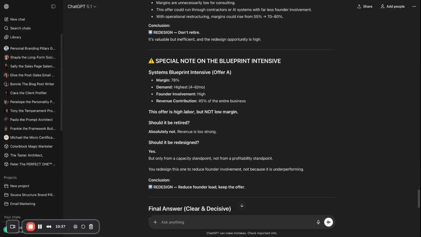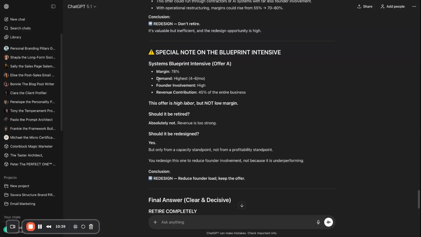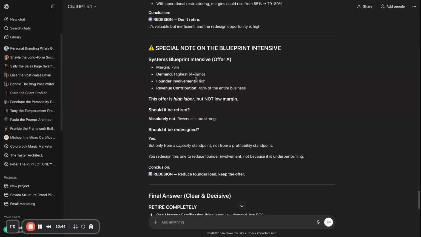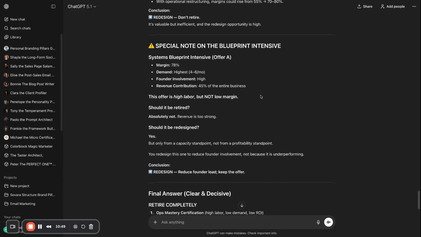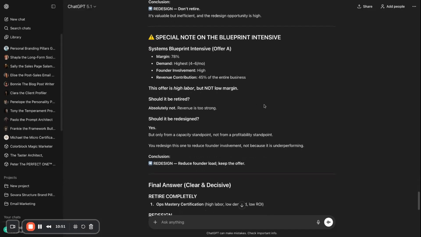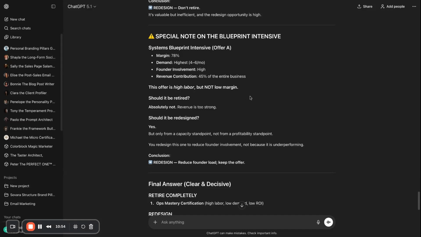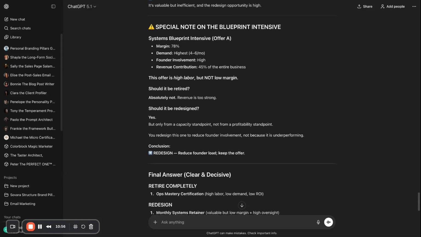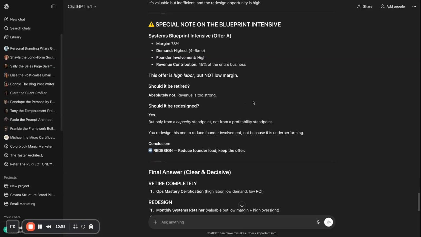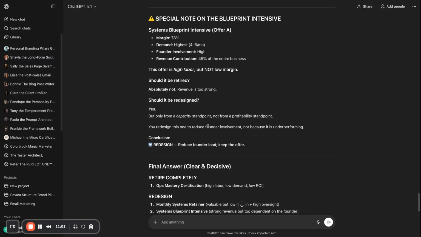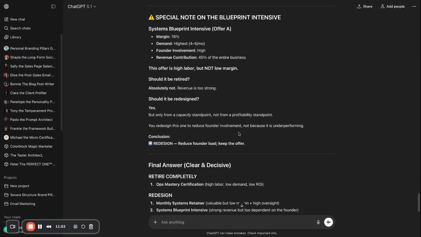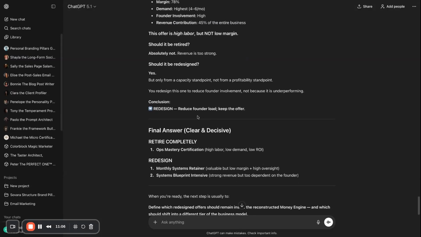And on the blueprint intensive, saying, okay, so the margins are 78%. It's got the highest demand of all of the offers in the offer suite. Founder involvement here is pretty high, and it's 45% of the entire business. Now, it says this offer is high labor, but not low margin. So we shouldn't retire it because the revenue is too strong, but we should redesign it from a capacity standpoint. Okay. So we want to redesign this one to reduce the founder involvement not because it's underperforming, right?